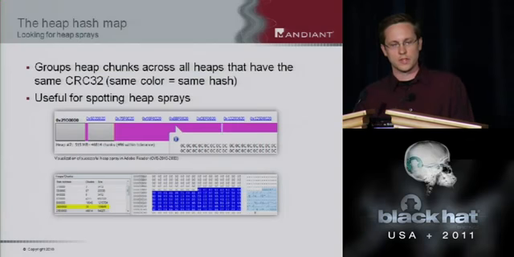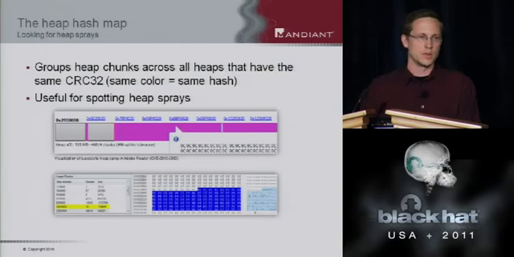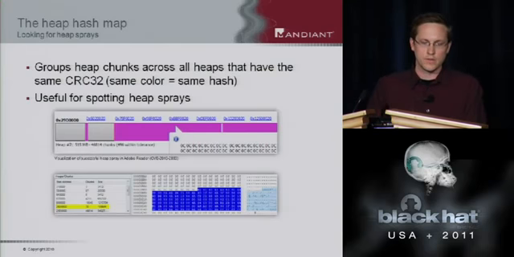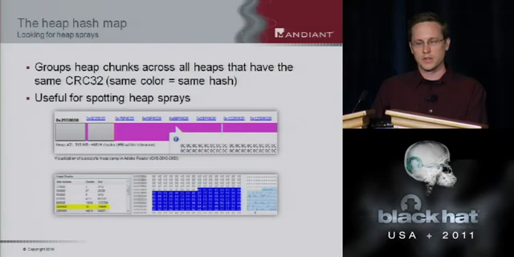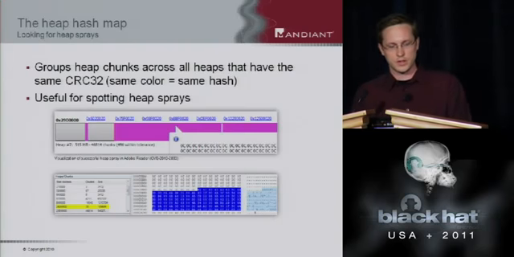This is one of the main features of the tool. What it does is it walks all the chunks in every heap in the process, and for all the chunks that match a frequency and threshold that you specify, it will paint them on a bar, and all of the chunks that have the same CRC32 will be painted the same color. As you can see in this screenshot, this was a successful heap spray in Adobe Reader.